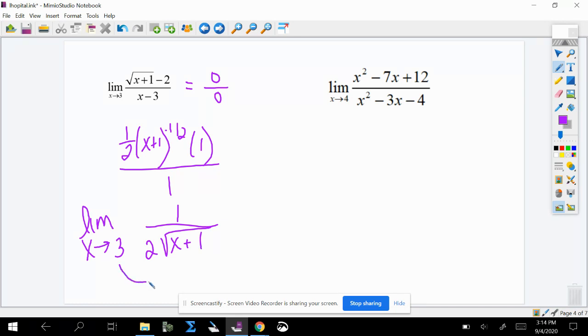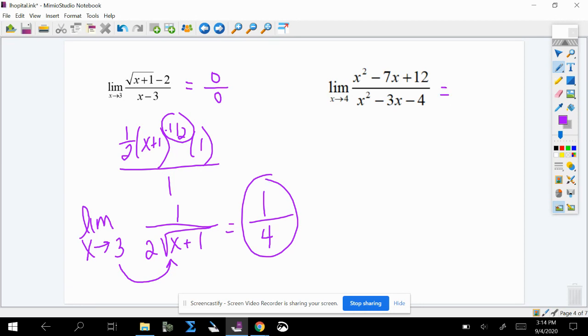So now I put 3 in. All I did was just clean this up with this negative exponent. When I put 3 in, I get 1 over 2 times the square root of 4, which is 2. So 2 times 2 is 4. And that's my answer. And it would have been the same answer if I would have multiplied by the conjugate and remembered all the algebra from Algebra 2.